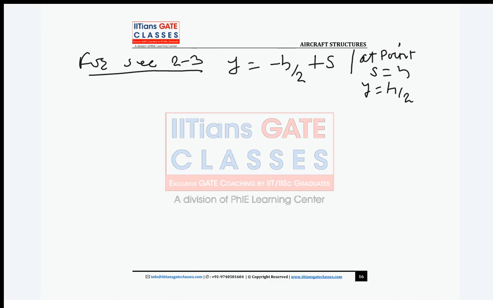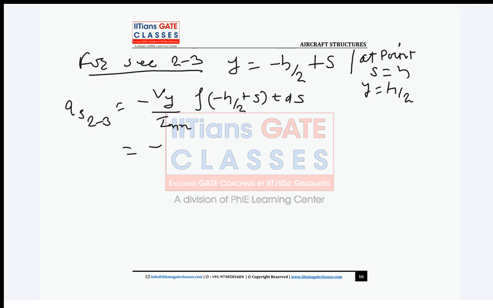Okay. Now let's substitute this value in the shear flow formula, QS 2 to 3. So it is minus Vy upon Ixx integration of minus h by 2 plus s into t ds. Now again, thickness is uniform, so I can take it out: minus Vy upon Ixx into t. Now integration. It will be minus h by 2 s plus s square by 2. Then the integration constant q.